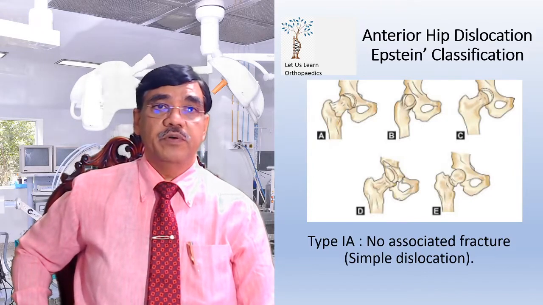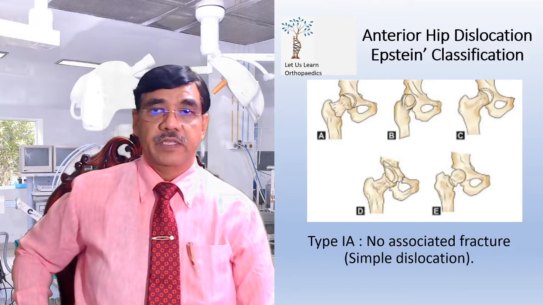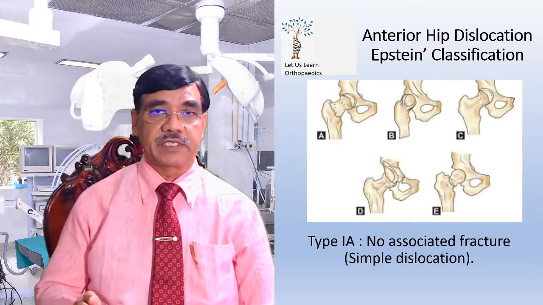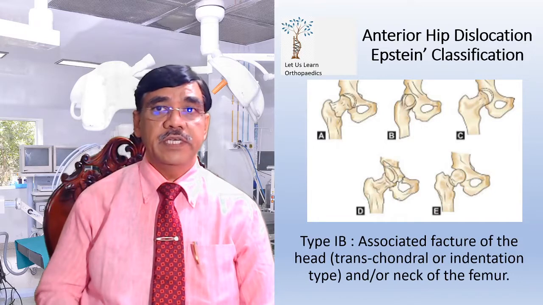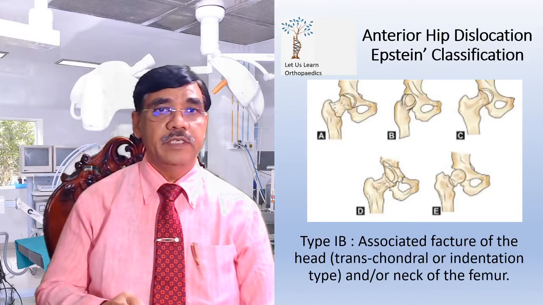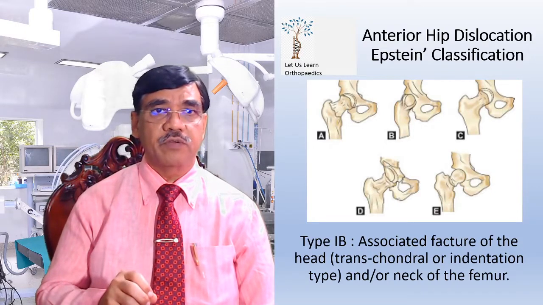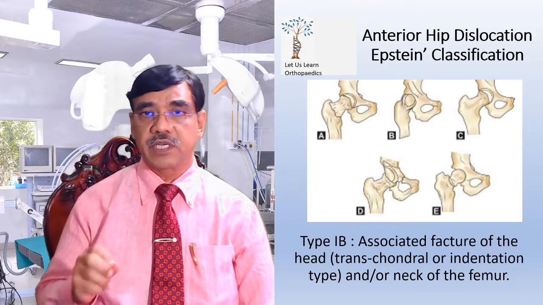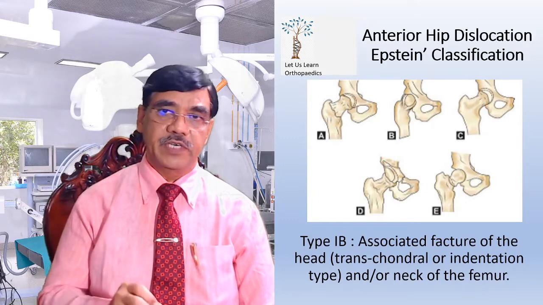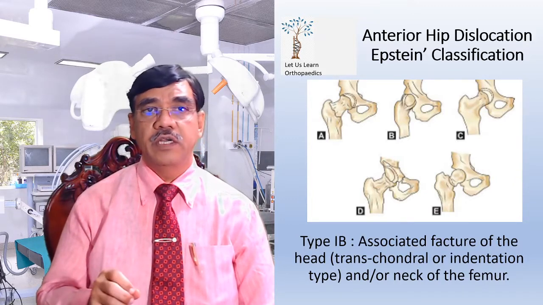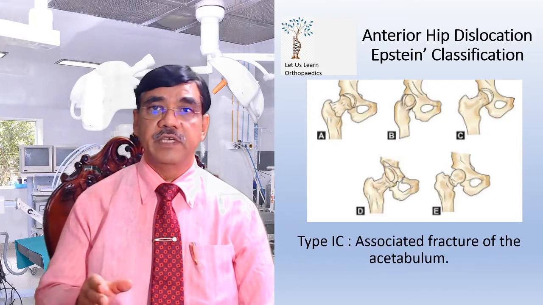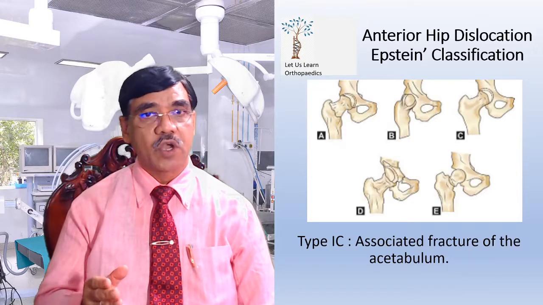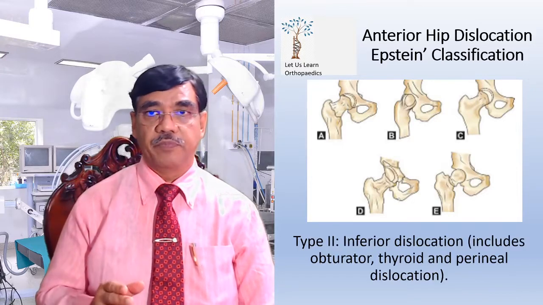Now, in type 1A, there will be no associated fracture. That means it is a simple anterior dislocation. Then type 1B is associated with a fracture of the head, maybe a transcondylar fracture or an indentation type fracture, or a fracture of the neck of the femur. And in type 1C, there is an associated fracture of the acetabulum as well.